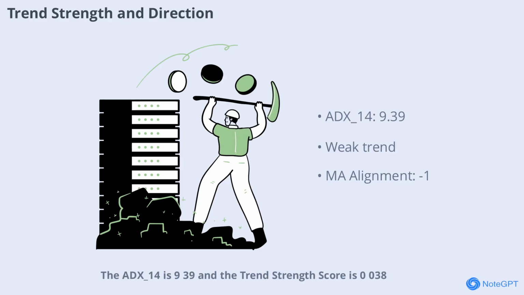ADX 14 is 9.39, and the trend strength score is 0.038, both indicating a weak trend. The MA alignment is -1, suggesting a slight bearish bias. When trend strength is low, prices often move sideways and breakouts can be more significant. The Aroon indicators also show a weak uptrend with Aroon up at 32 and Aroon down at 0. This combination points to a market waiting for a catalyst.